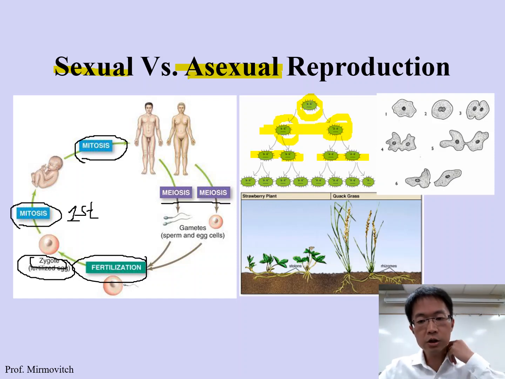So asexual reproduction occurs. You can see most examples in bacteria and prokaryotes.